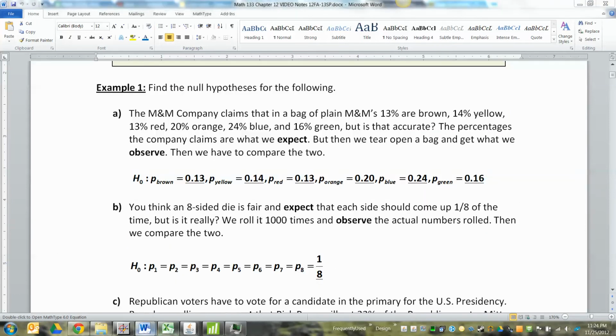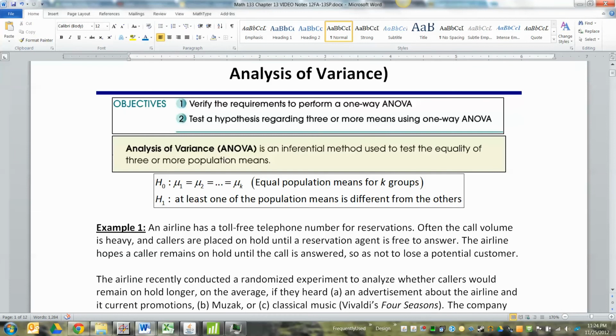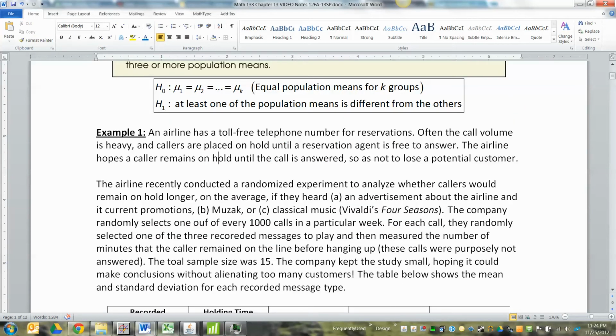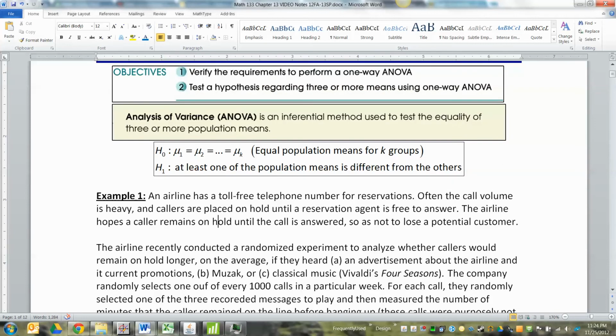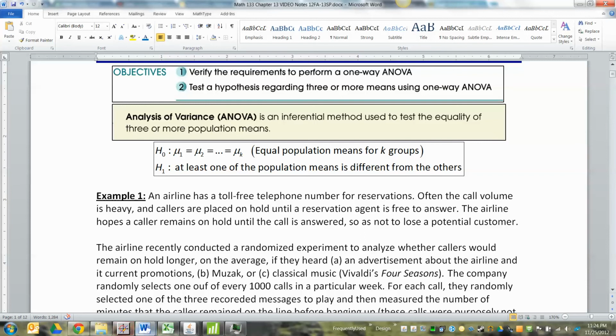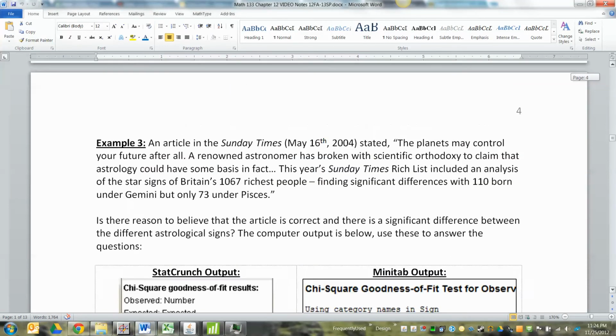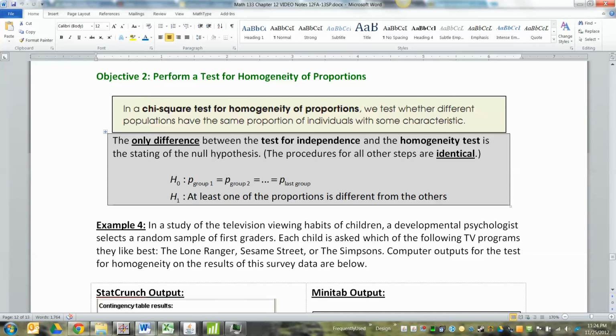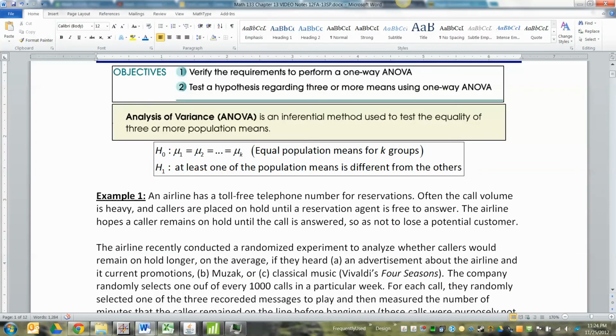Chapter 13, not so much. We're dealing with means, which means we're automatically dealing with quantitative data here. Before I get into an example, the null hypothesis for ANOVA is going to be that the means are equal across the K groups. Now remember, that's different from Chapter 12, where it was the test for homogeneity, that the proportions are equal. But here it's the test that the means are equal. And the alternative is that at least one of the population means is different from the others.